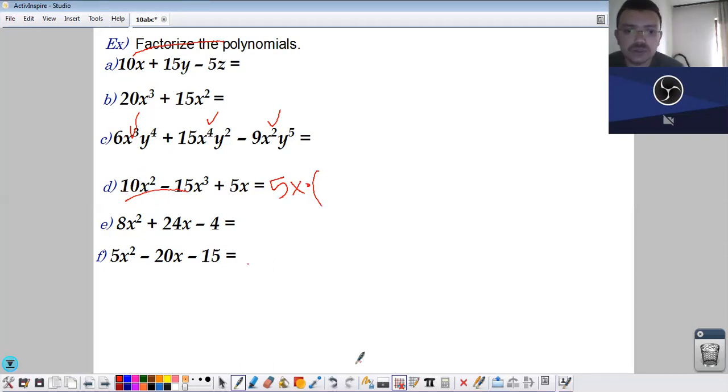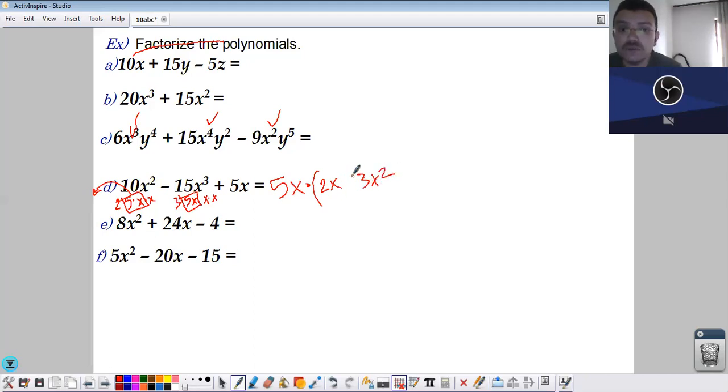So 10x squared can be written as 2 times 5 makes 10, and x squared, x times x. So we are moving 5 and x out of the parentheses. So there remains 2x over there. From the second term, 3 times 5 is 15. X cubed is x times x times x. So we are moving 5x out of the parentheses. There remains 3 times x, which is 3x squared.